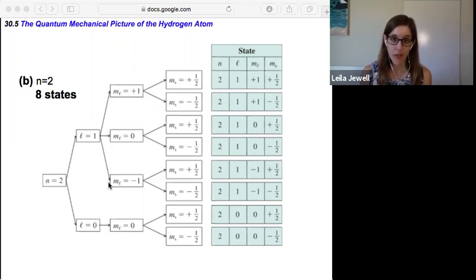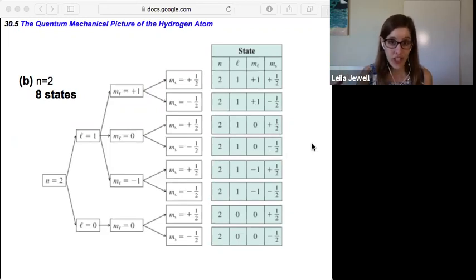Cool. But once L is allowed to become 1, that opens up a whole range of values for M sub L, the magnetic quantum number. It could be plus 1, 0, or minus 1. And each of these M sub L's can have two more states because of the spin number, plus 1/2, minus 1/2. This brings up all 8 of these possible states, where it's a different combination of quantum numbers: 2, 1, 1, plus 1/2; 2, 1, 1, minus 1/2; 2, 1, 0, plus 1/2; 2, 1, 0, minus 1/2, and so on and so forth as we go through.